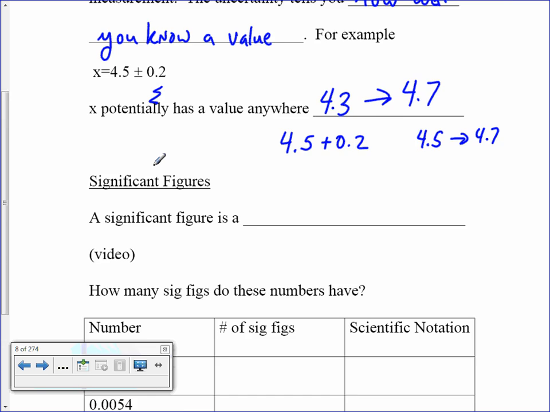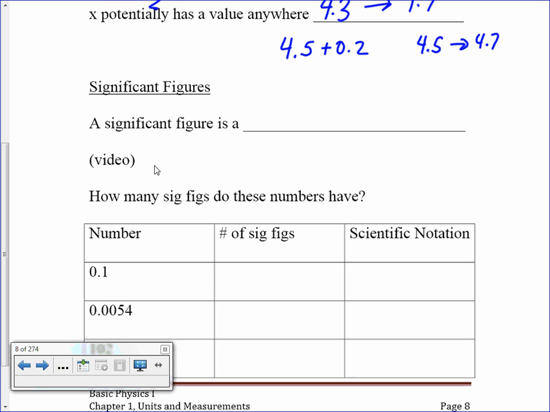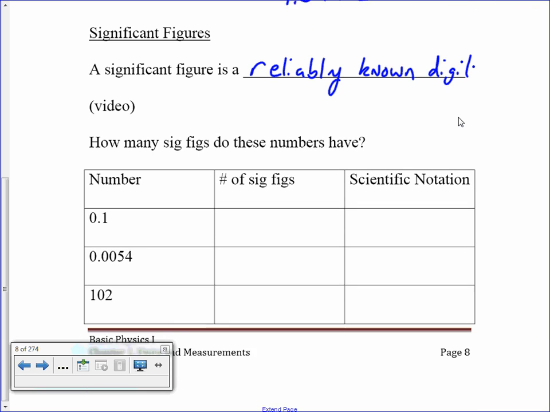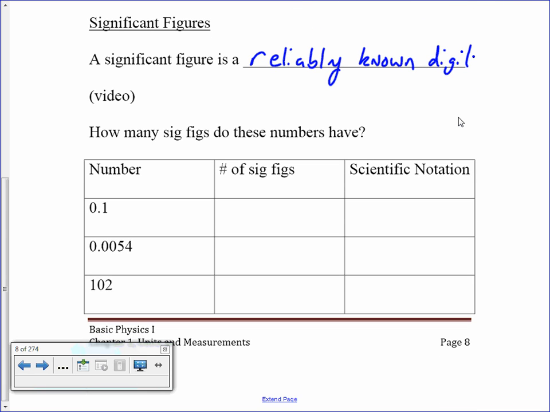All right, let's look at significant figures. A significant figure is just a reliably known digit. You should know all the rules for how to determine significant figures. If you don't recall them, then I have this little video. It's kind of a fun video, but it also goes over all the major rules for determining significant figures. But I like to just go through some examples to jog your memory, if you will.